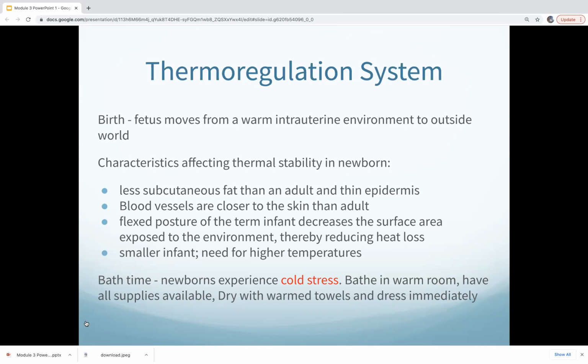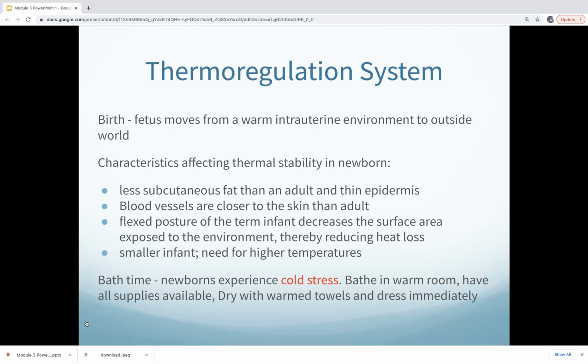Hypothermia leads to hypoglycemia and respiratory distress syndrome. So those three, hypothermia, hypoglycemia, and respiratory distress syndrome, RDS, are interrelated. And we're going to talk about that.